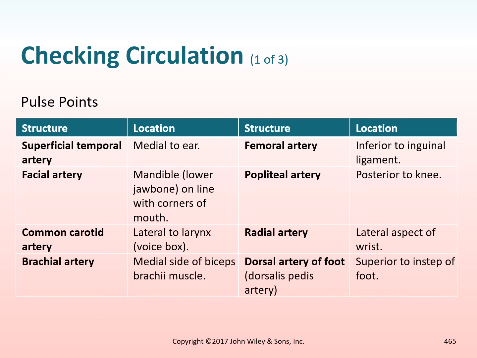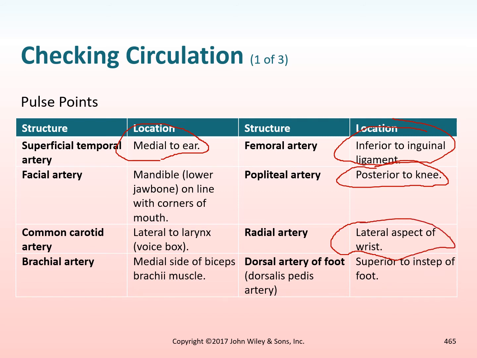These are places you can check your pulse. The superficial temporal artery is medial to the ear. The femoral artery is just inferior to the inguinal ligament. The popliteal artery is difficult to palpate for me. It's posterior to the knee. The radial artery is easy. It's lateral to the ulnar artery, which is also palpable but with more difficulty.